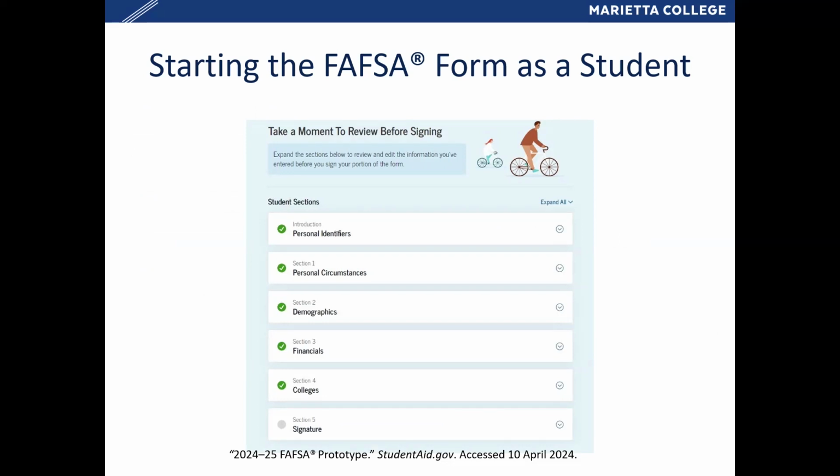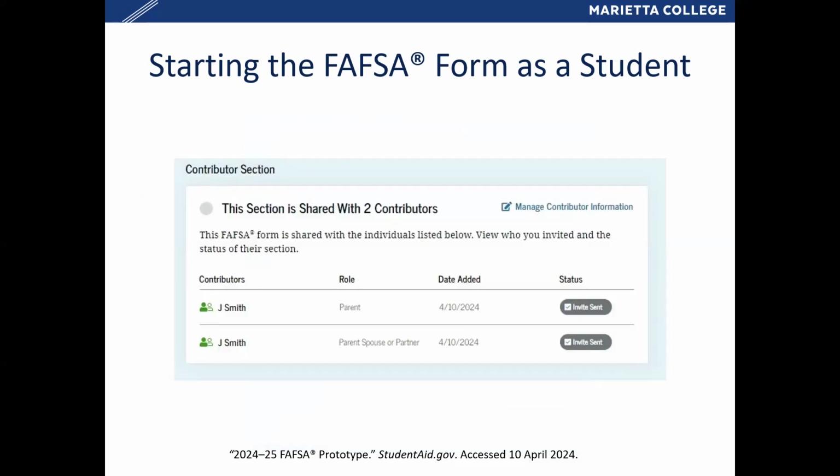And we're almost done with the student section. So you will get a chance to review before you sign. You can open up any of those sections and see if anything was answered incorrectly and go back and change them before you sign and submit your portion of the FAFSA. And also additionally, you will see at the bottom of that screen, the contributor section, which shows who you shared your FAFSA with. So it shows you the name of your contributors and the status of where they're at with their own portions of the application.